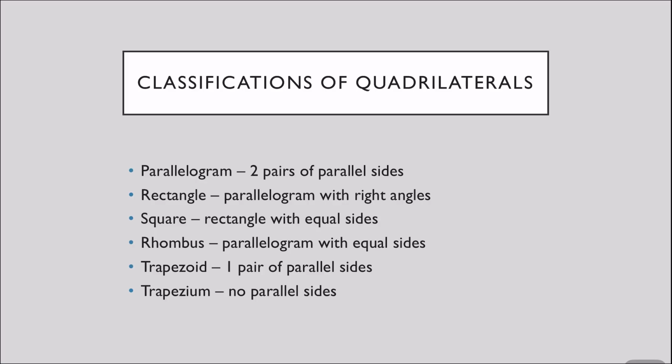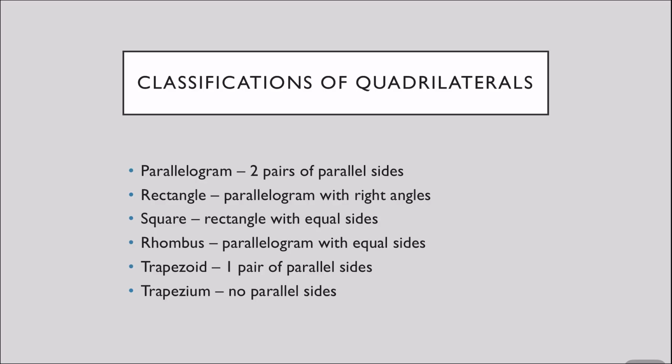But we can classify further. If the rectangle has equal sides, all four sides equal, then it's considered a square. Alright, so we can say that a square is a rectangle, but a rectangle is not a square, because a square is a more specific concept. Same as with rectangles being parallelograms: all rectangles are parallelograms, but not all parallelograms are rectangles.